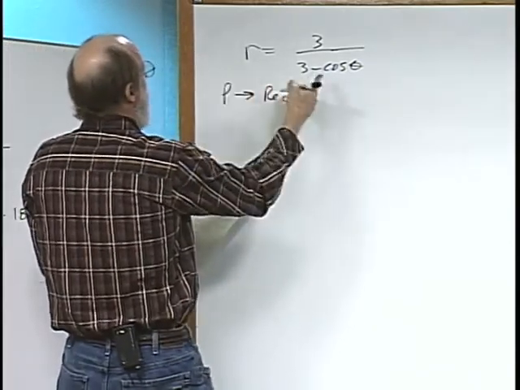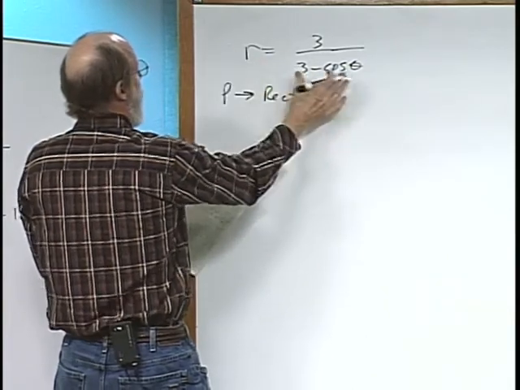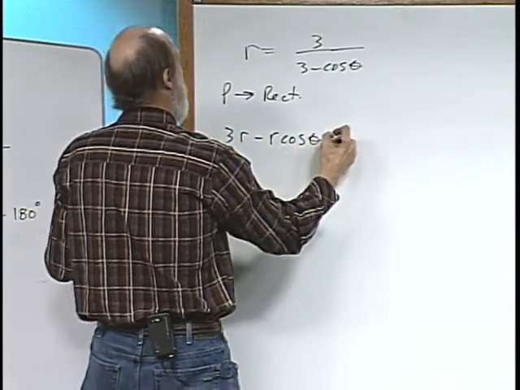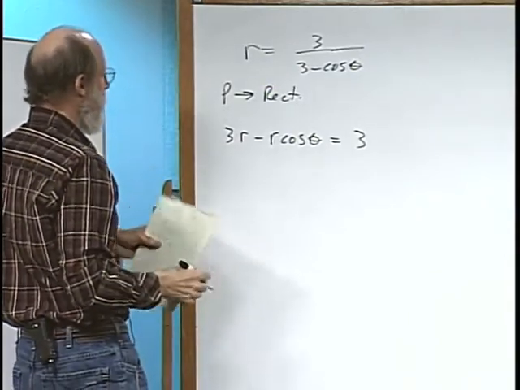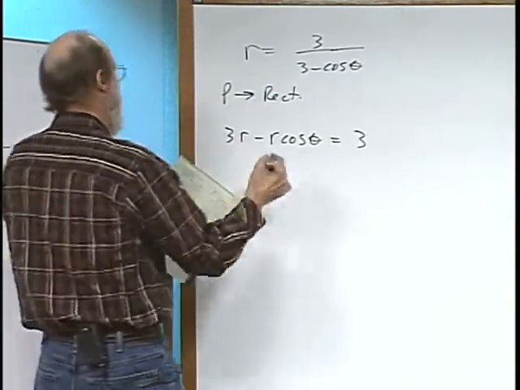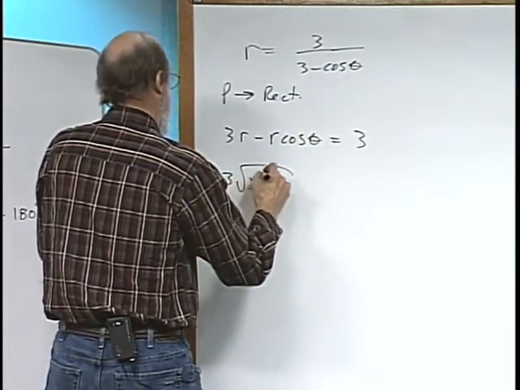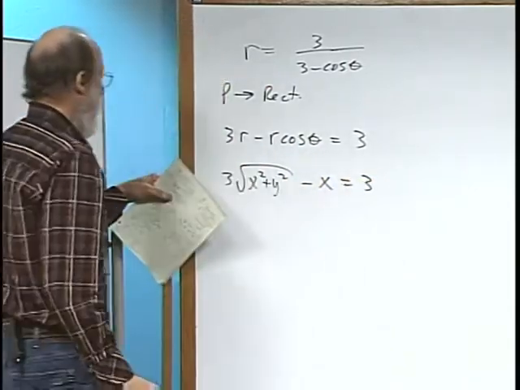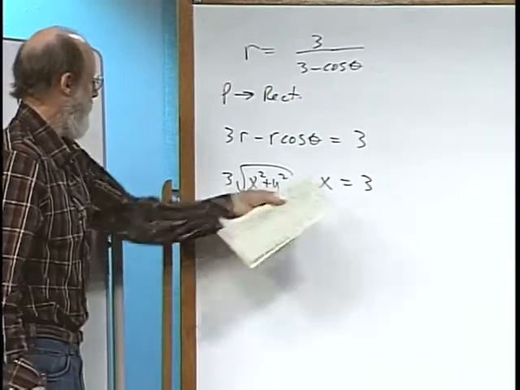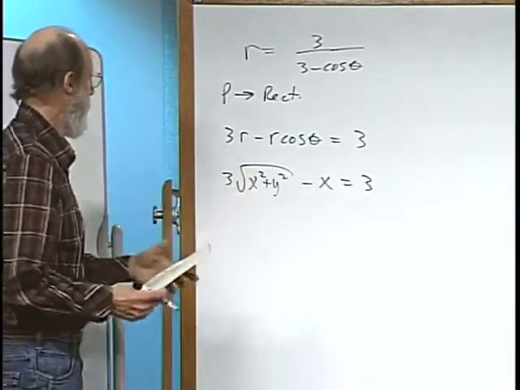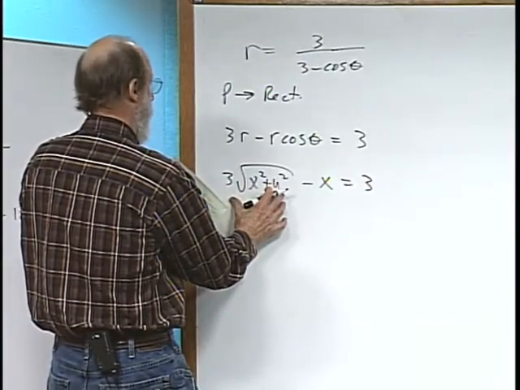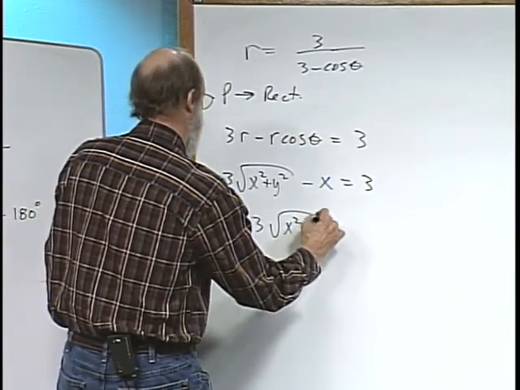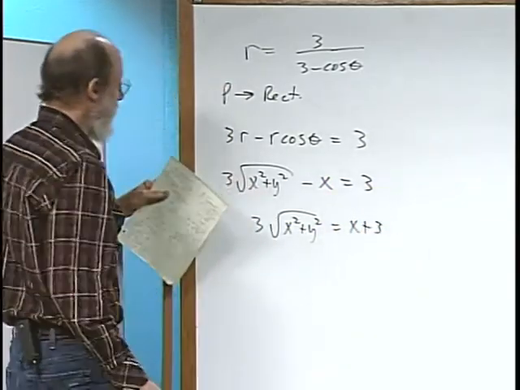So what I would first of all probably do on this problem is clear the fractions. Multiply both sides by this denominator, and I'm going to end up with 3r minus r cosine theta equals 3. If you remember the little triangle back on the previous board, then you know that r is the radical of x squared plus y squared, and you know that r cosine theta is x. So now we have it where it's only involving the variables x and y. We probably could tidy this up a little bit by isolating the radical. Since it's a radical equation, isolate the radical, and so we're going to have 3 times the radical equals x plus 3 by adding x to both sides.